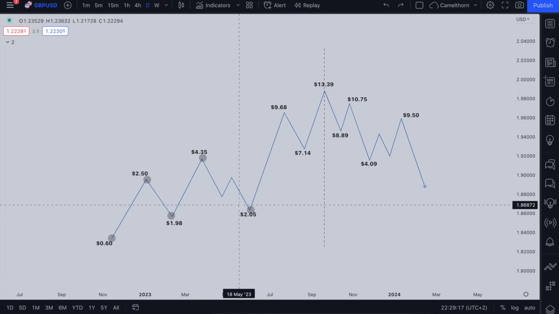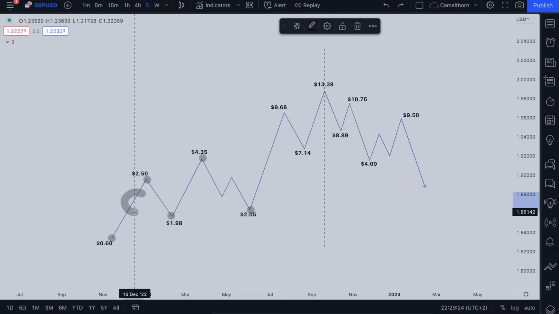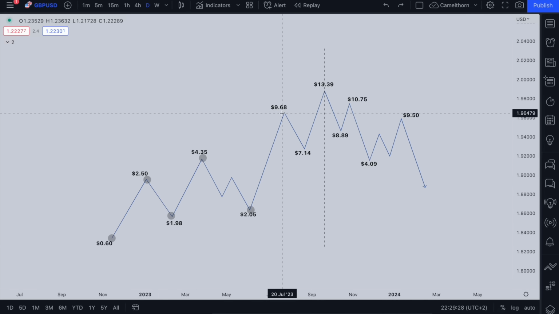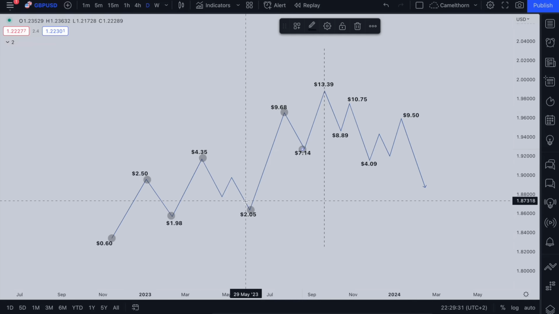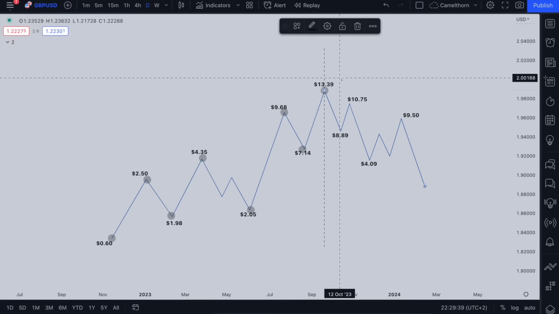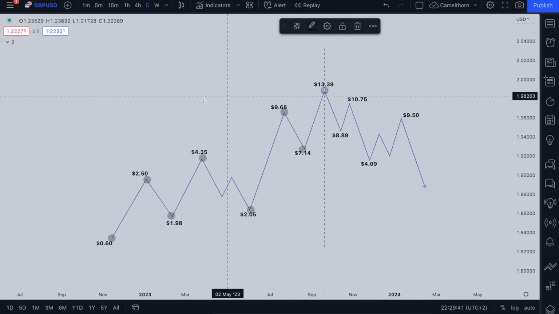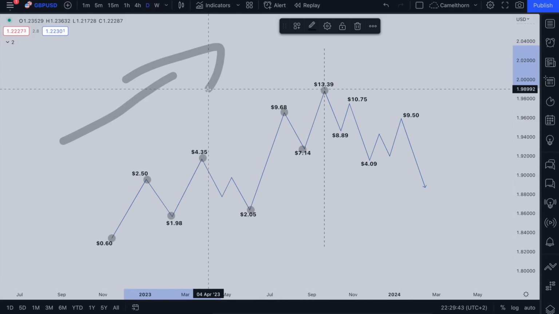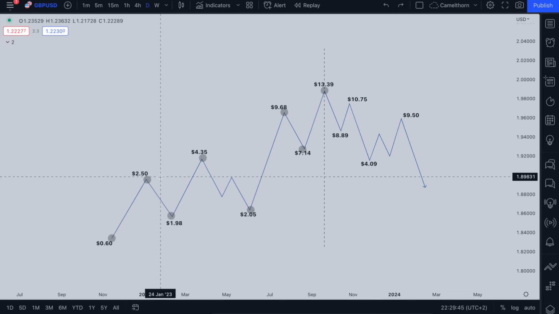It won't always be 3 waves up or 5 waves up and 3 waves down, but that is essentially how I like to think of impulses and corrections. If we just complete it here, you'll see that we go from $2.05 up to $9.68. We come down to $7.14, until we eventually hit a peak at $13.39. So within this bullish price action, you can see our impulses pushing price higher.